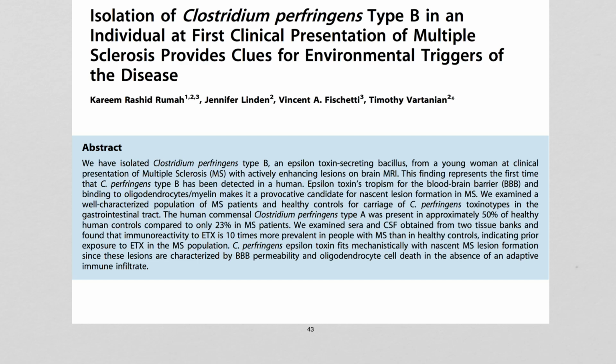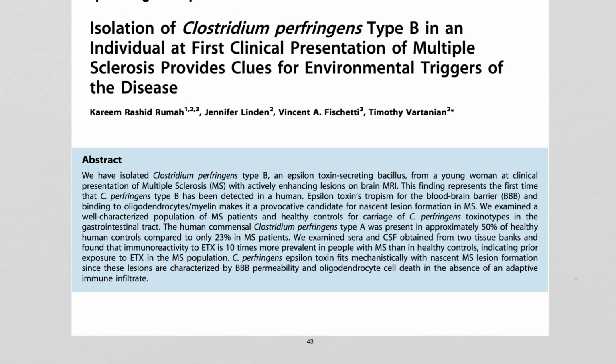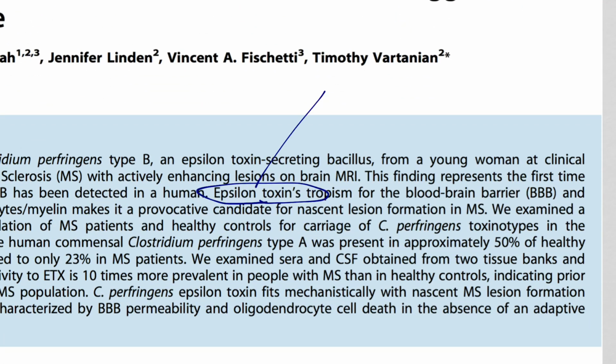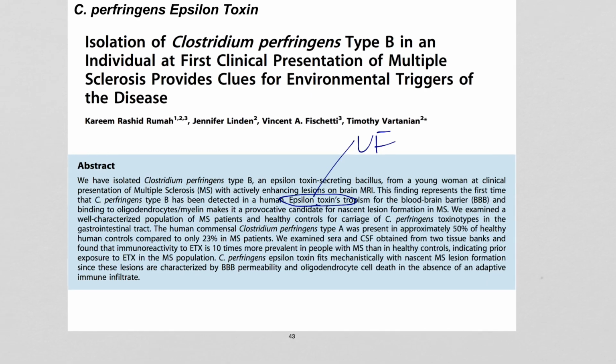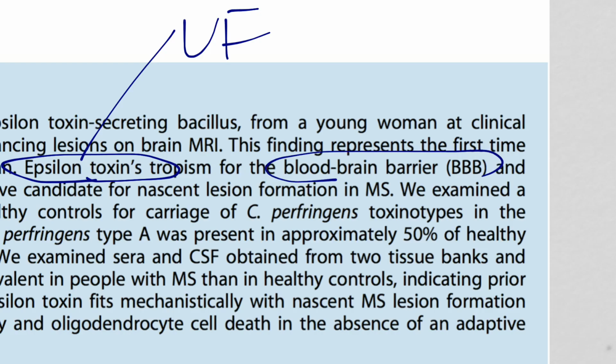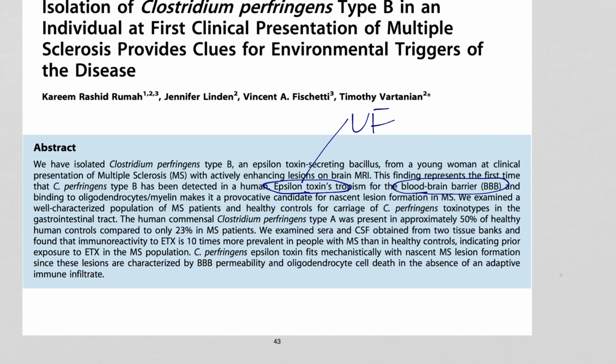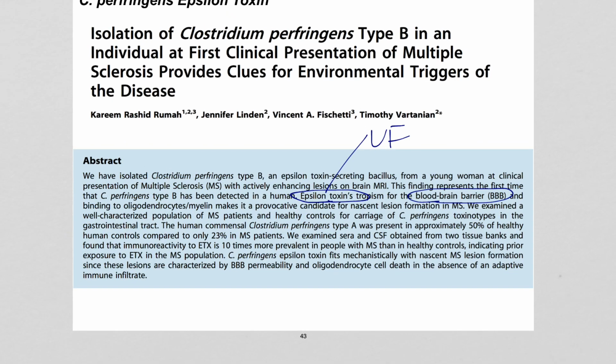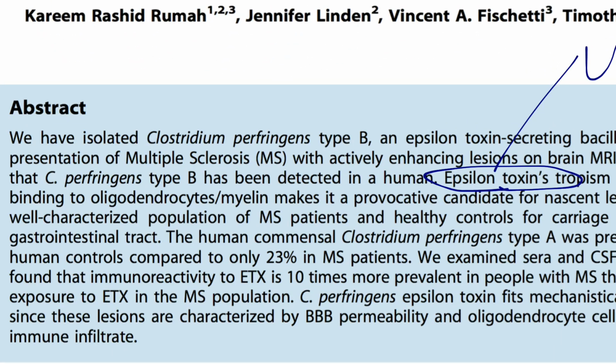The next thing is that perfringens type B, the reason that it's such an interesting possibility for being involved in MS, is the thing that makes it different from other types of perfringens: it produces a toxin called epsilon toxin. This is the potential virulence factor that we're looking at. The interesting thing about it is it seems to be very attracted to and able to cross the blood-brain barrier. Most proteins can't do that. So epsilon toxin binds to and crosses the blood-brain barrier and sticks to myelin.